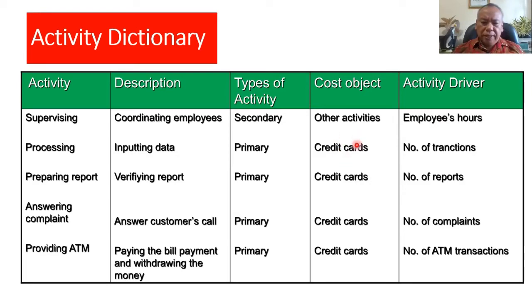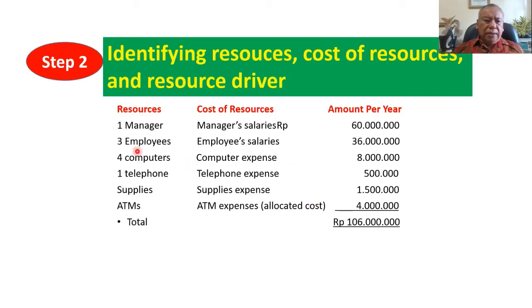or to other activities. And then the next step, we need to identify the resources. For example, resources in this case in the credit card department: there is one manager, 3 employees, 4 computers, 1 telephone, and then supplies and also ATM. And then we can get the cost of resources maybe from the general ledger, because this information is already available in the traditional accounting.